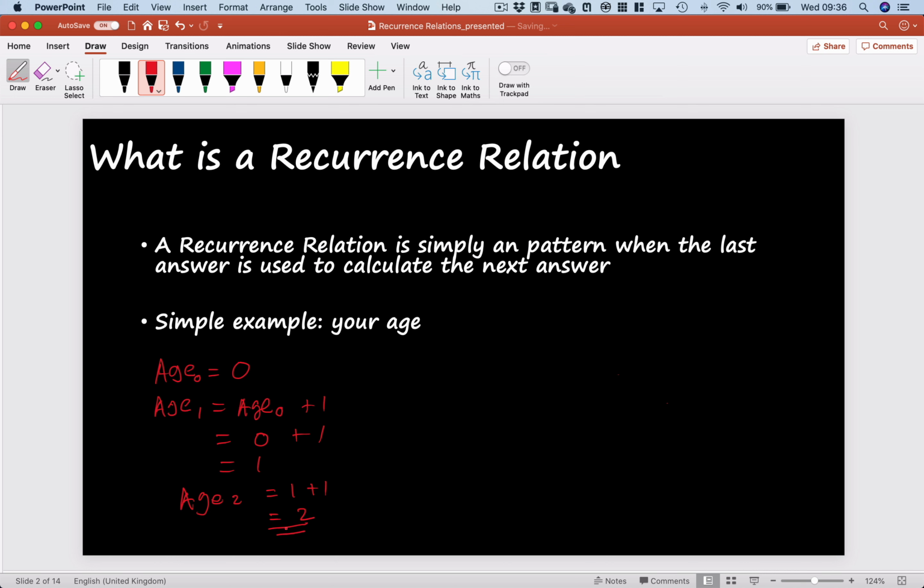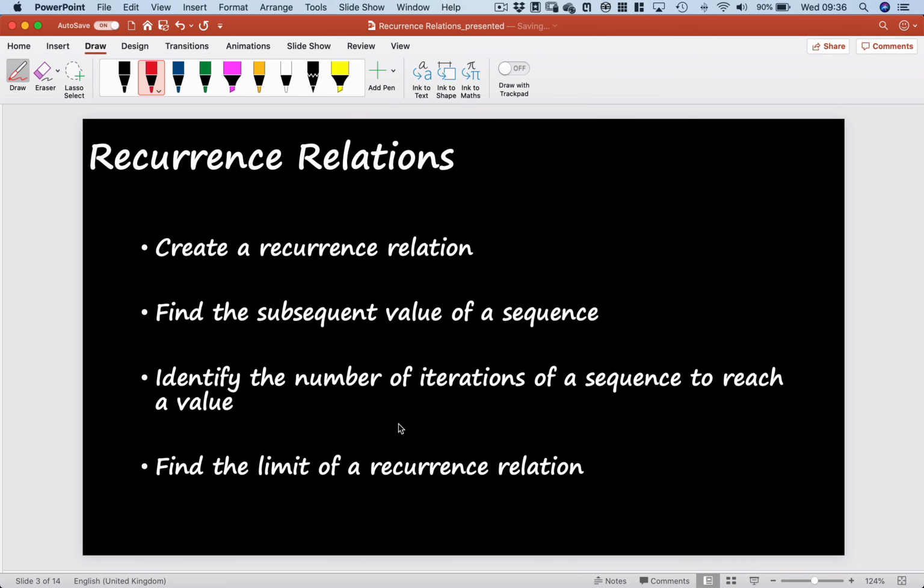So that's pretty much it, but obviously it gets a little bit more involved, but that's pretty much the basic idea. So let's have a look at what we plan to achieve in this topic. With recurrence relations, we need to be able to create a recurrence relation, find the subsequent value of a sequence, identify the number of iterations of a sequence to reach a value, and find the limit of a recurrence relation. So I'm pretty sure we'll be able to cover all of this.